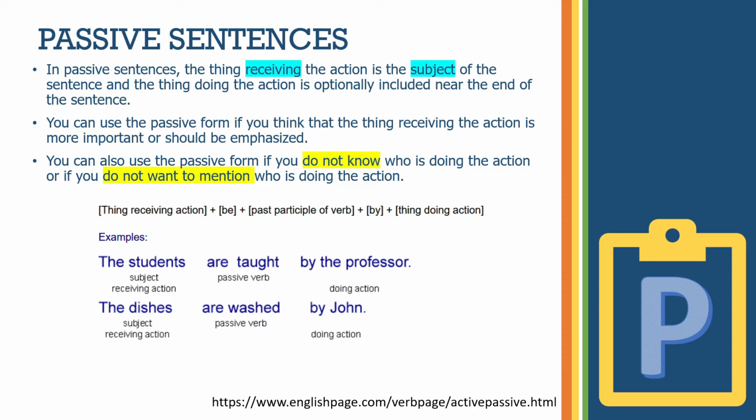Examples: the students are taught by the professor. Okay, the students here is the subject receiving action, and then are taught is the passive verb, be plus verb 3, yeah, and then by the professor is optional. It's the doing the action or the action doer. And then the second example, we have the dishes are washed by John. So the dishes here, subject receiving action, are washed, the passive verb, and then by John is the doer. Okay, so that's active and passive sentences.